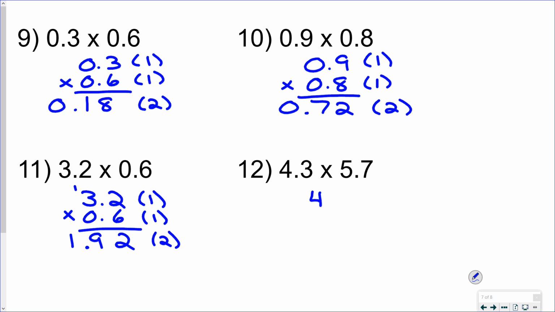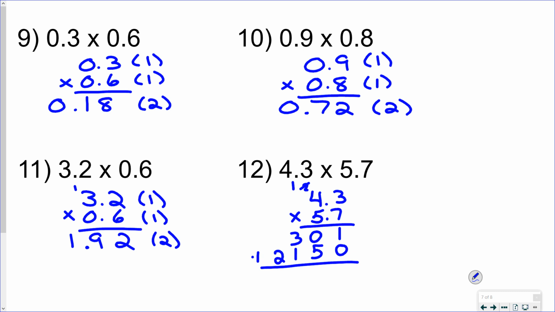And finally for these, 4 and 3 tenths times 5 and 7 tenths. 3 times 7 is 21. 7 times 4 is 28, plus 2 is 30. Start the second line with a 0. 5 times 3 is 15. 5 times 4 is 20, plus 1 is 21. Add those together. 1 plus 0 is 1. 5 plus 0 is 5. 3 plus 1 is 4. And then you bring down your 2. 1 digit for a total of 2. So your answer would be 24 and 51 hundredths.